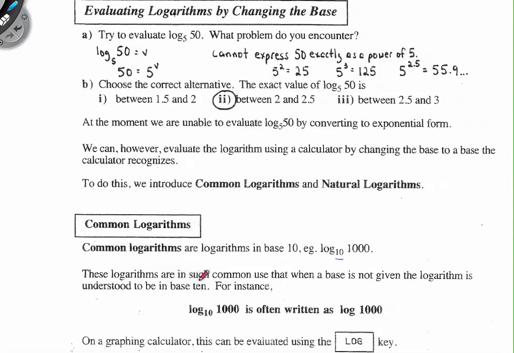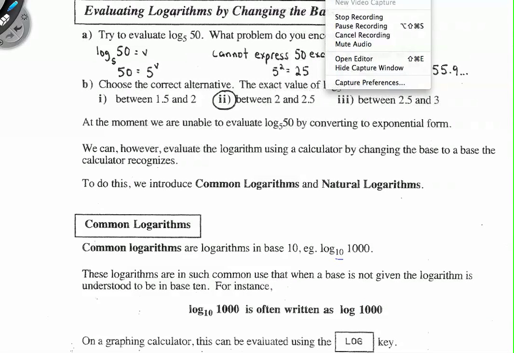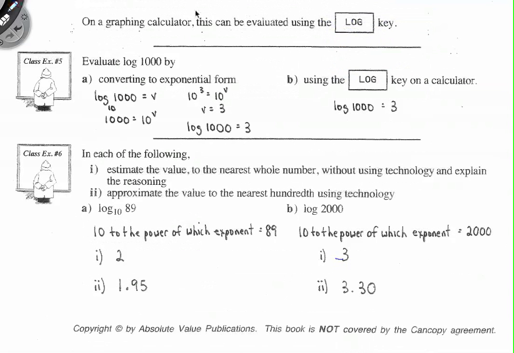So these logs are in such common use that when a base is not given, the log is understood to be in base 10. So we typically can write log of 1,000 base 10 as just log of 1,000. It's assumed the base is 10. So on a graphing calculator, this can be evaluated just by simply using the log key.